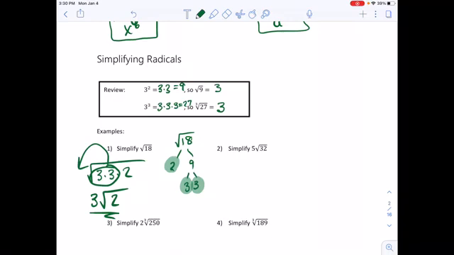Now, there's another way we could do it. We could have stopped here. We could have said, okay, these are square roots. I know the square root of 9 is a perfect square, 3, and the root 2 just stayed.